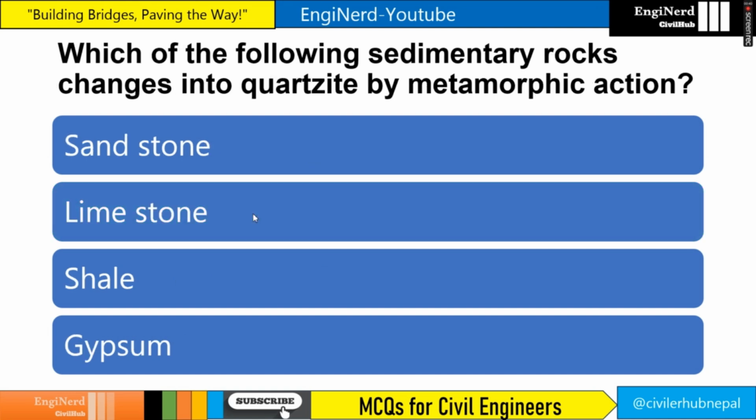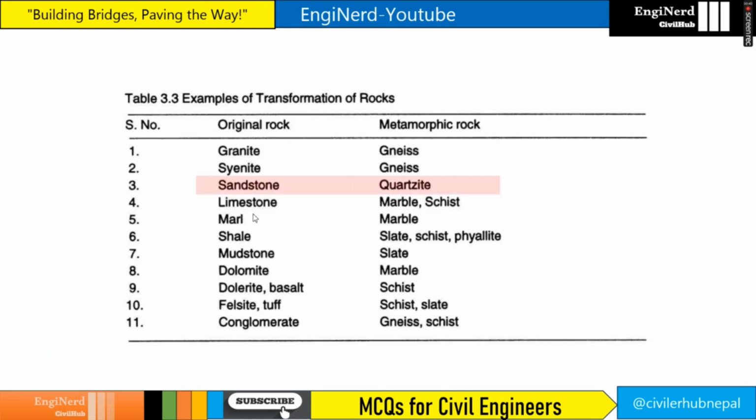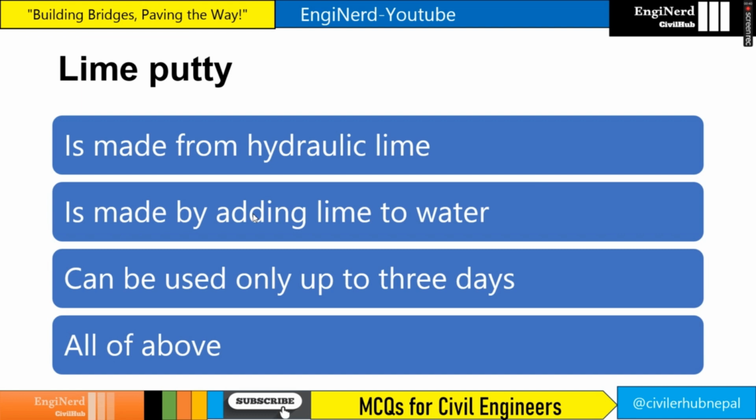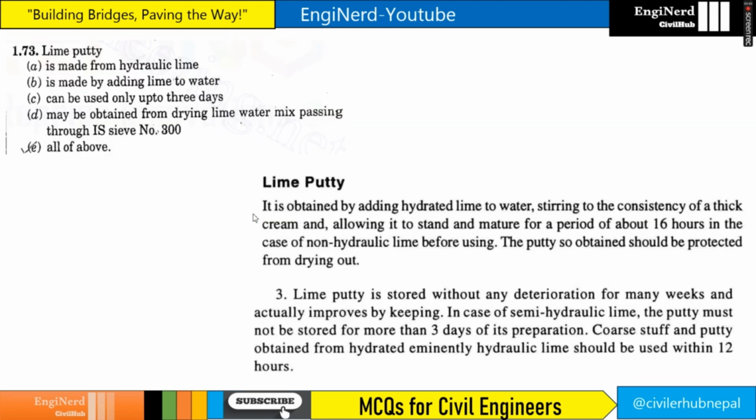Question: which of the following sedimentary rocks changes to quartzite by metamorphic action? The answer is here sandstone to quartzite, right? So answer is sandstone. Lime putty is made from hydrated lime, is made by adding lime to water, can be used only up to 3 days. All of the above. So our answer here is all of the above.